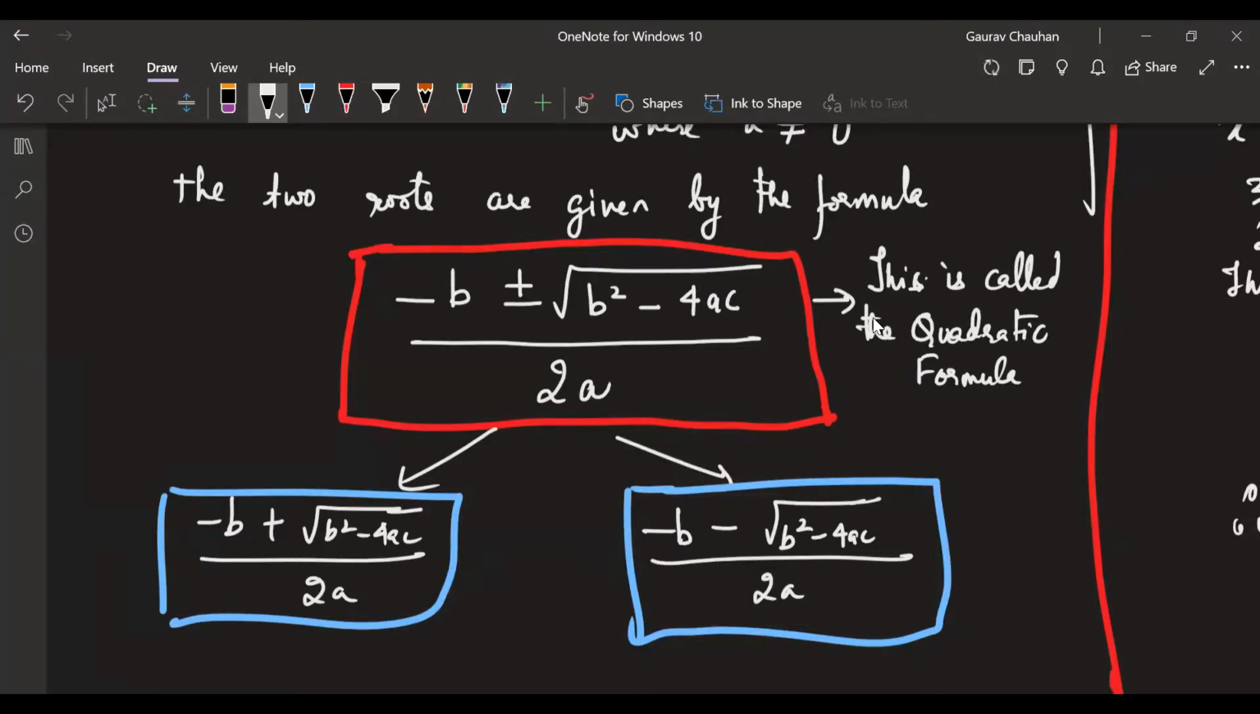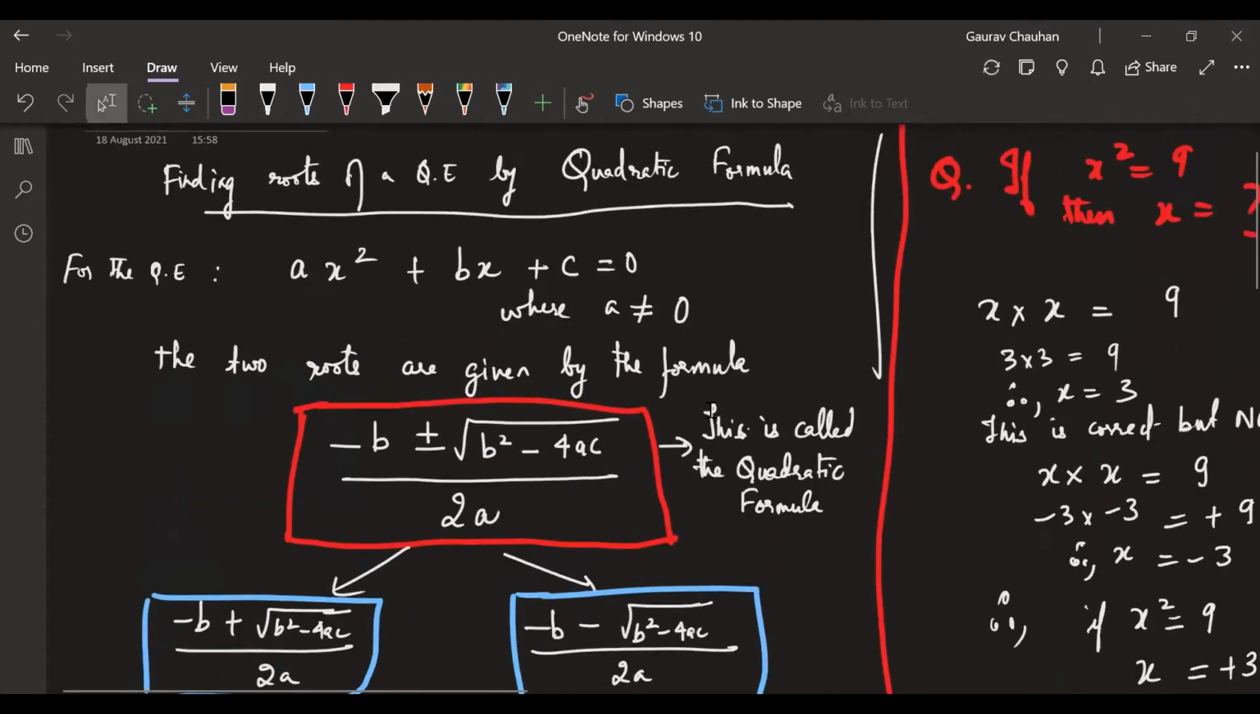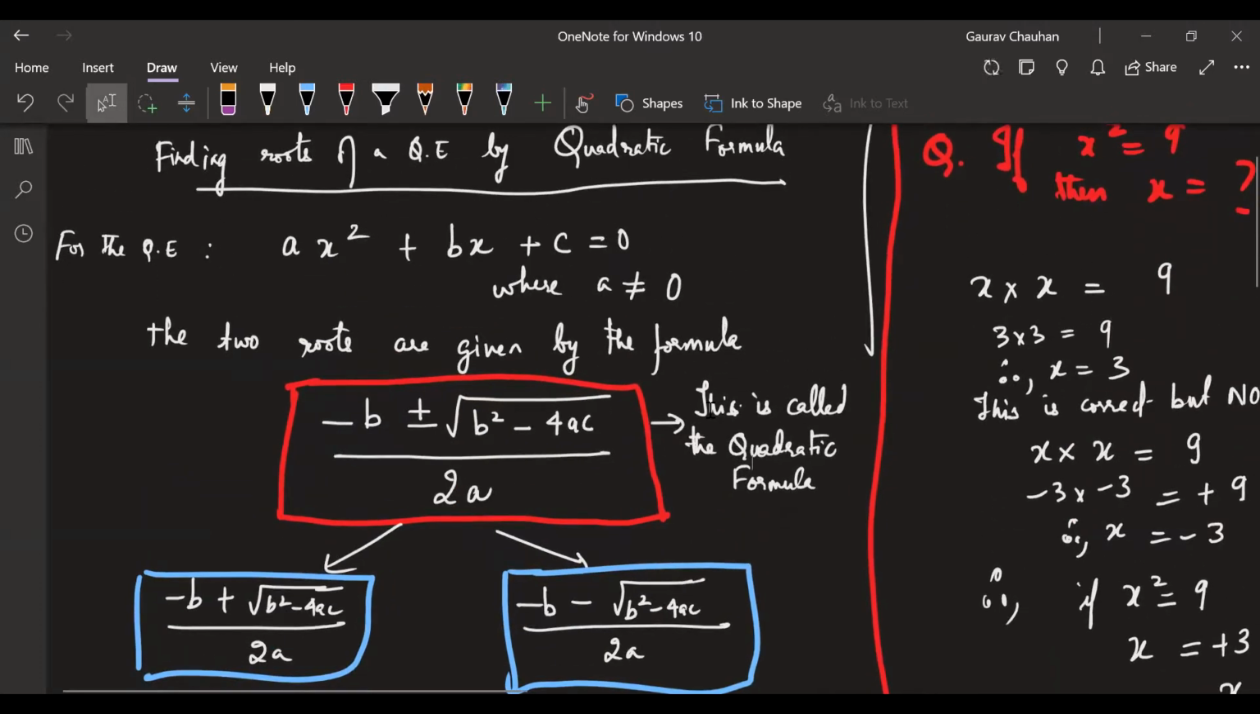I hope you enjoyed the formula. Now we have to remember this, and it is very, very important, and very simple to remember, but you have to learn it by heart. Okay, there is no other way around.